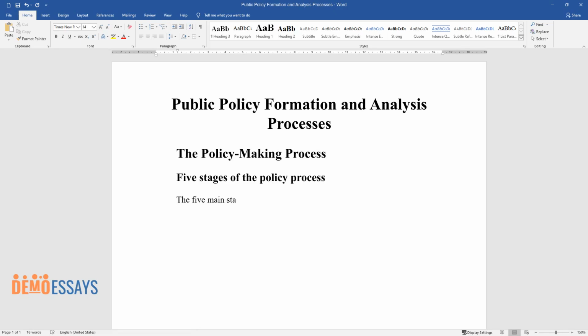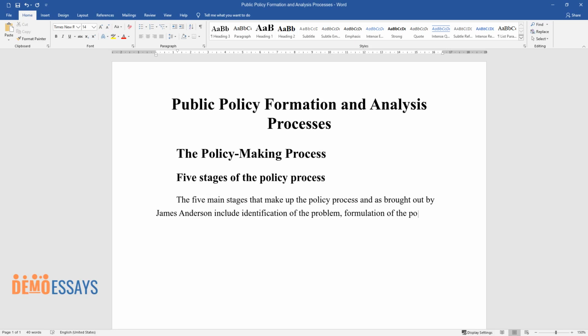The 5 main stages that make up the policy process, as brought out by James Anderson, include identification of the problem, formulation of the policy, adoption of the policy, administration or implementation, and evaluation.